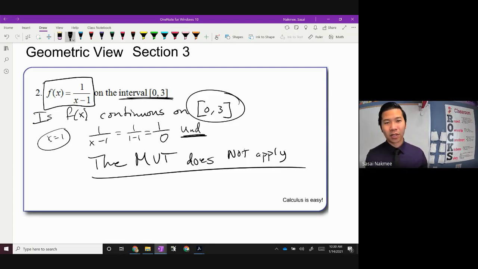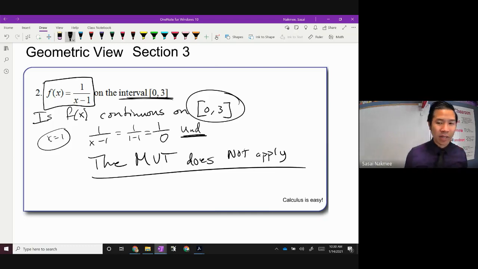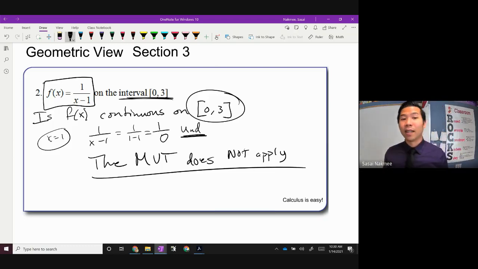theorem. If the function is not continuous, just state, hey, at this point, it's not continuous. Since it's not continuous and that point is in the interval, I can't use the mean value theorem for this problem. And the same thing can be said when something is not differentiable. Okay? Let's keep going.